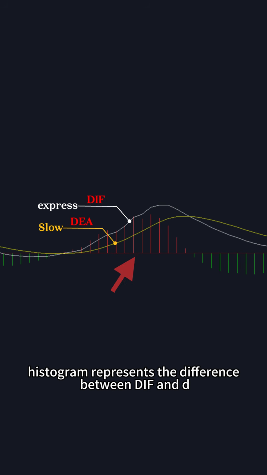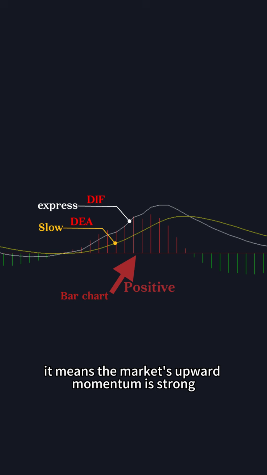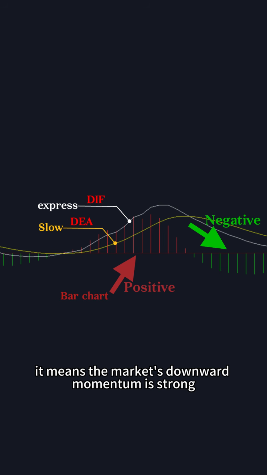The MACD histogram represents the difference between DIF and D. The height of the histogram shows the strength of the trend. When the histogram is positive, it means the market's upward momentum is strong. When the histogram is negative, it means the market's downward momentum is strong.